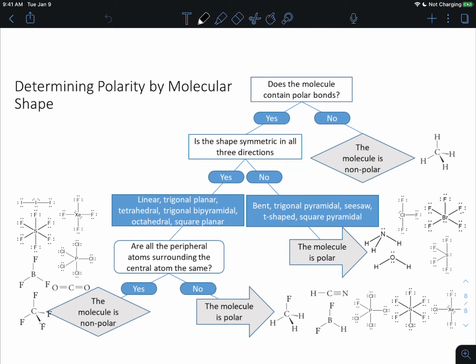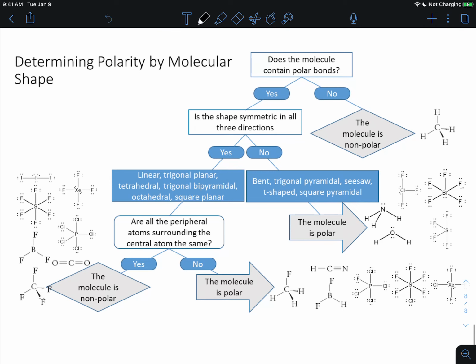Here is just a flowchart you can use to determine if you have a polar molecule or a nonpolar molecule. And as long as you follow through with this, it should work out just fine. So, of course, the first question you ask is, does the molecule contain polar bonds? No matter what the symmetry, if you do not have polar bonds, you cannot have a polar molecule. Every time you have nonpolar bonds, you have a nonpolar molecule. Next, if you do have polar bonds, you have the ability to have a polar molecule, but not necessarily.